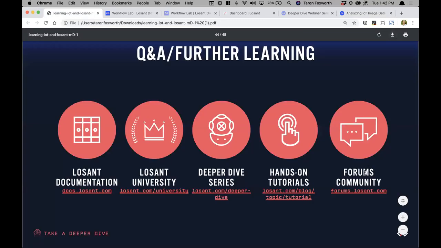And lastly, the Losant forums. Along your journey and along your help, I think the most important part is we're augmenting that stack with technology ecosystem and most importantly, people. And at Losant, we got your back. So as you are going through your process and you have questions, feel free to reach out on the forums and we'll be happy to help.